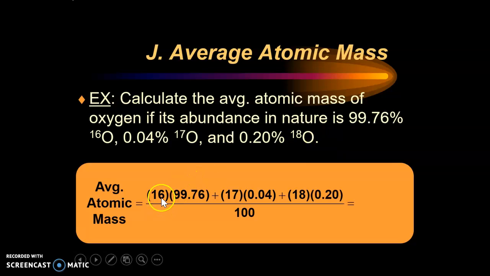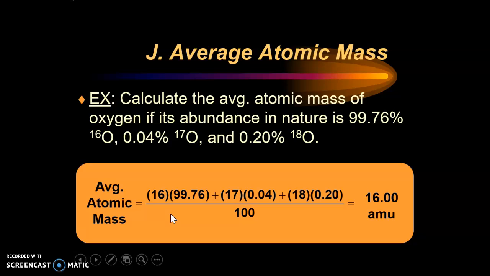So I'm going to take 16, which is the mass number, times the percent that it's found in nature: 99.76% of oxygen-16 is found in nature, plus 17, the mass number of 17, times 0.04, plus 18 times 0.2. Now we take that, add them all up, divide it by 100, and round to the second decimal place, which gives us 16.00.